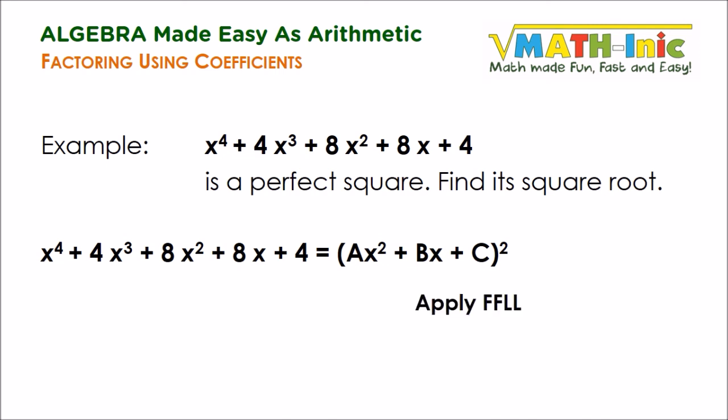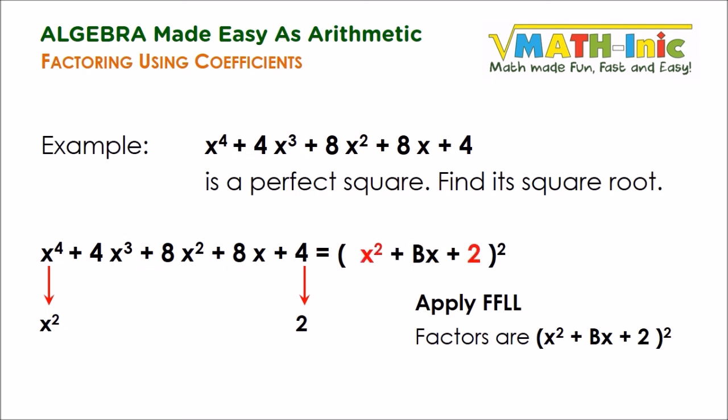So we can use the first by the first and the last by the last. We can find the square root of the first term and the last term. The square root of x to the fourth is x squared, and the square root of 4 is 2. So we know that the square root would be equal to x squared plus bx plus 2. Now we can factor using the coefficients, remember?